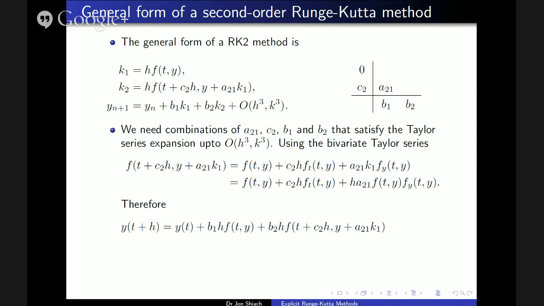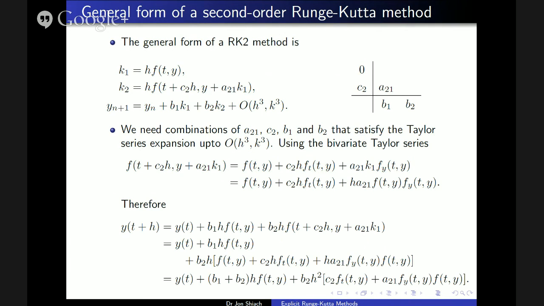So what we've got is my second order Taylor series, y of t plus b1 times k1, which is always h f of t, y, plus b2 times h plus this. All I've done is replace the second derivative using the bivariate Taylor series. So replace this f of t plus c2 h, y plus a21 k1 by this side here. And here I've done a bit of simplification. So here we've got b1 times h f of t, y plus b2 times h f of t, y.